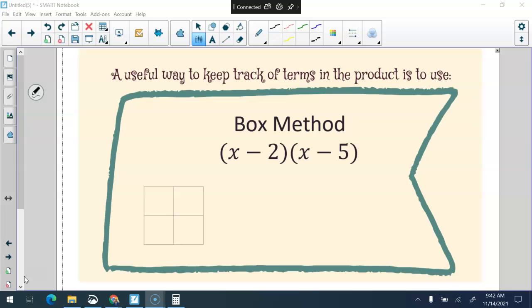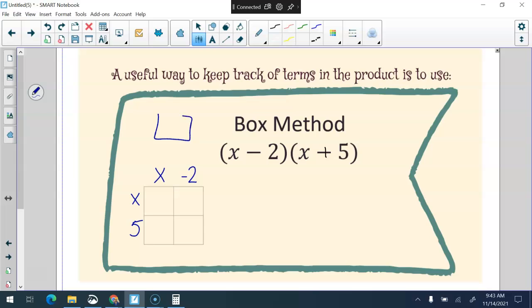Another way to multiply a binomial by a binomial is by using the box method, and this is a really nice way to organize your terms. Once again, that typo, please make sure there's an addition sign so that we can compare the two. So since it's a binomial times a binomial, I'm going to make a 2 by 2 box. And one of the terms, x subtract 2 or plus negative 2, is showing on one side. And the other side of the box, we're going to have an x plus 5 because we changed the sign.